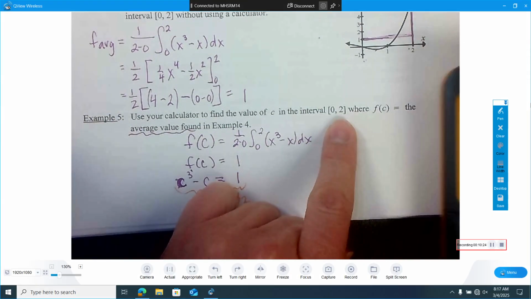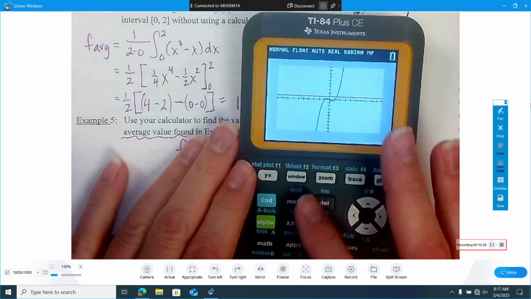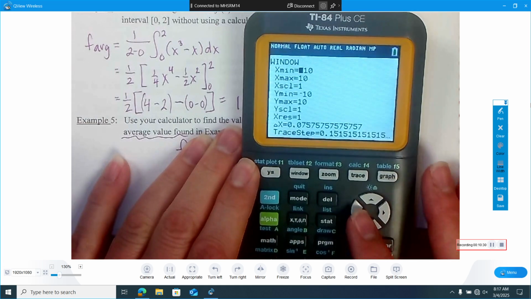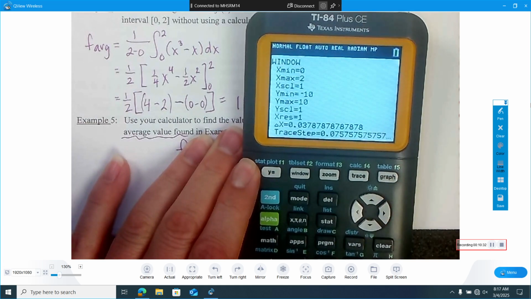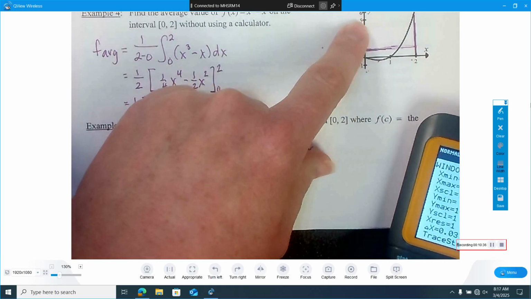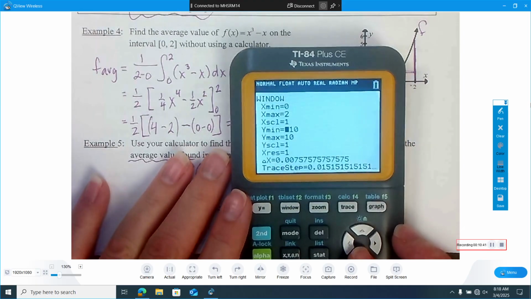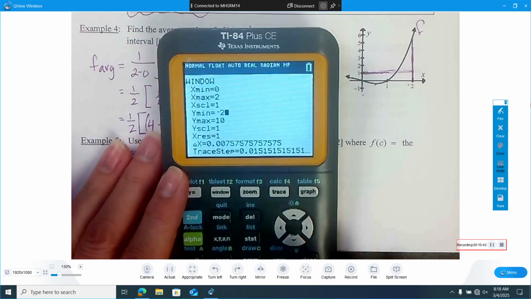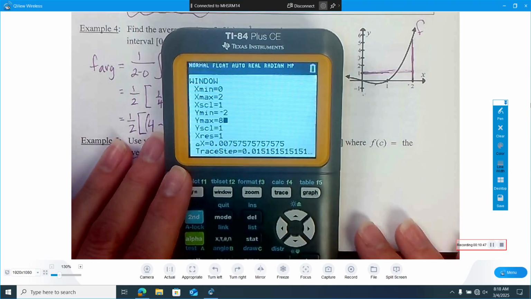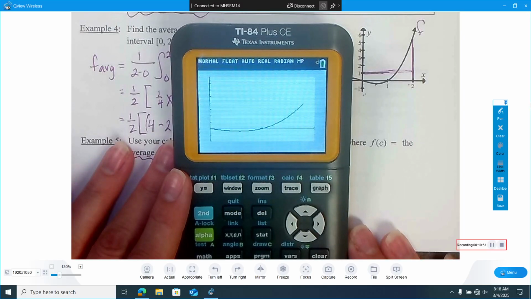This is on the interval from 0 to 2, so technically I'm going to go ahead and just change my window so that I'm only looking between 0 and 2. I also know that I don't need to get very high based on this graph. I'm also going to change my y's just so I don't have to look at too much information here. I'll go from -2 to 8 maybe. All right, so now I'm looking at just what I need to look at.